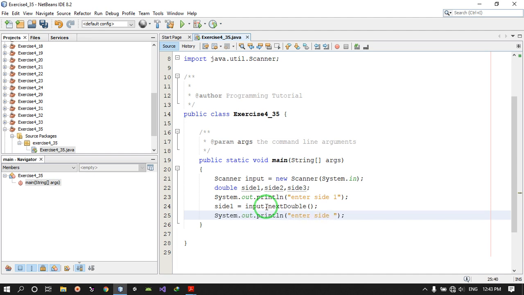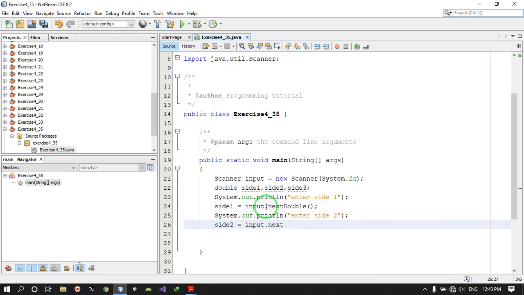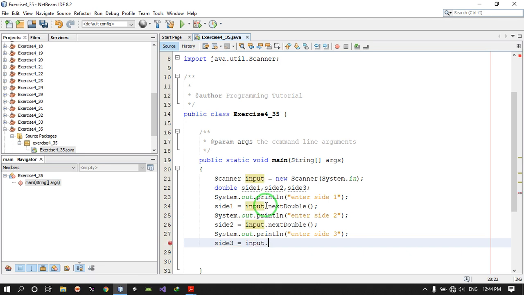Enter side 2. Side 2 equals to input dot next double. Sorry, next double. Enter side 3. Side 3 equals to input dot next double.